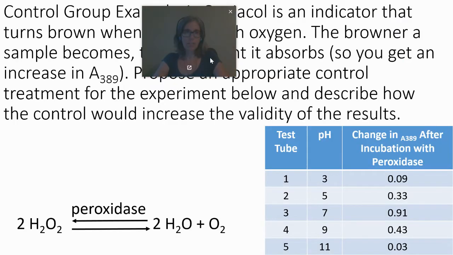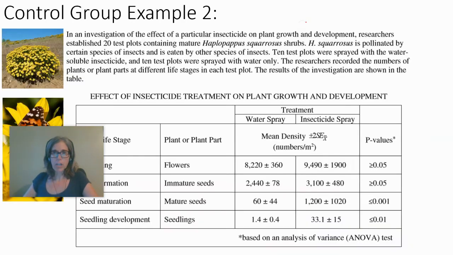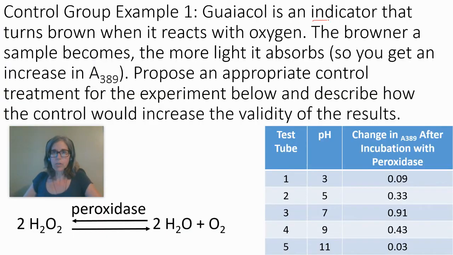All right, here's another example. I don't really know how to say this. This is an experiment that we actually do in class if we get together. It's guaiacol, I think. It's an indicator, and actually indicator is something really important that I want you to know. So an indicator indicates something. Often it changes color. So this is something that turns brown when it reacts with oxygen. So if you have guaiacol, I don't really know how to say that.